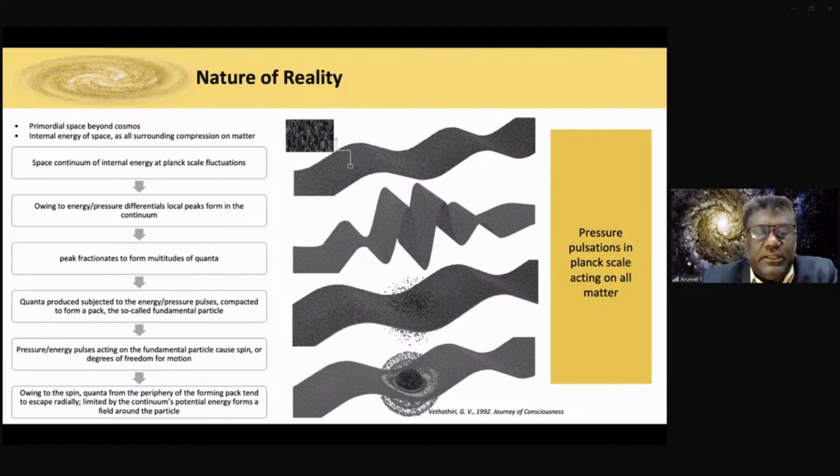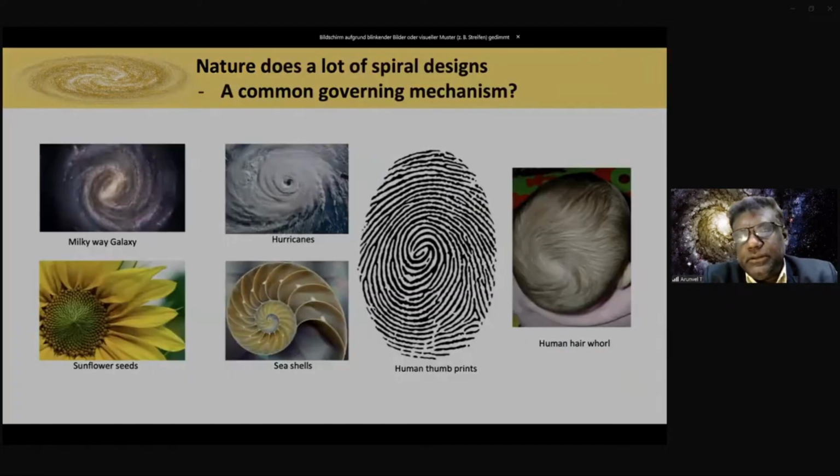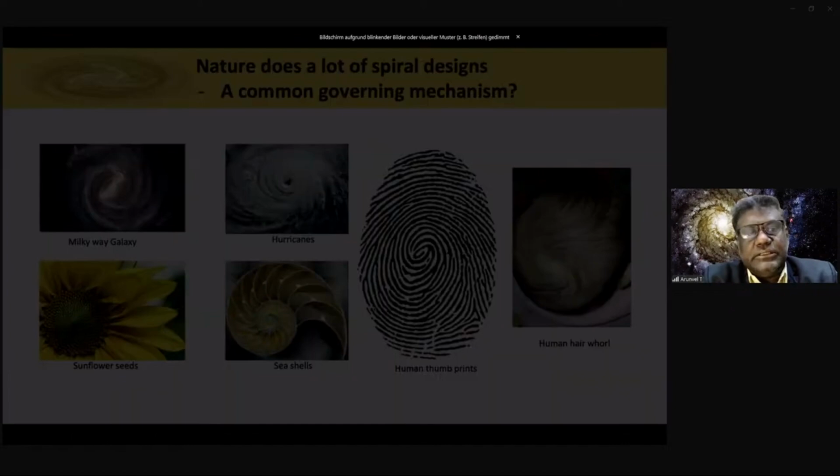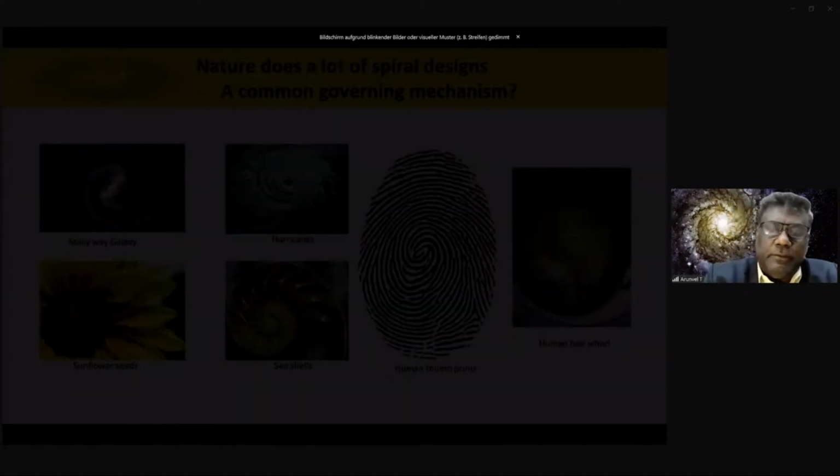And pressure energy pulses acting on the fundamental particle all around cause a spin, or degrees of motion, in simple terms. Owing to the spin, the quanta from the periphery of the forming pack tend to escape radially, and such an event is limited by the continuous potential energy forming a field around the particle. So in simple terms, pressure pulsations describe the nature of reality that we are looking at.